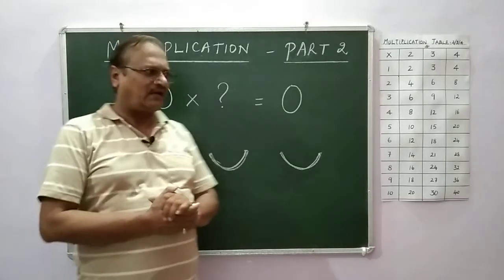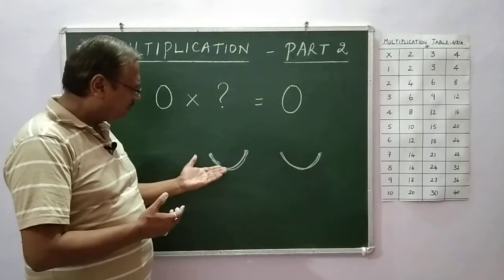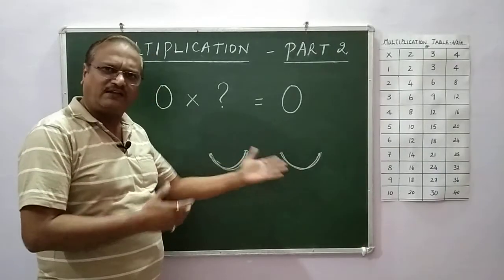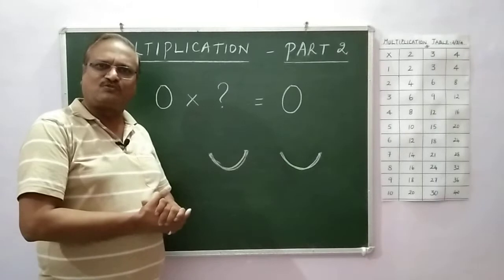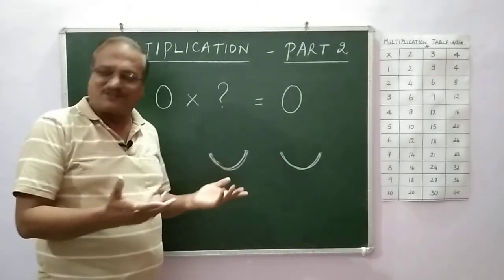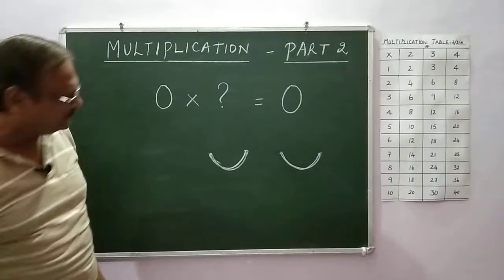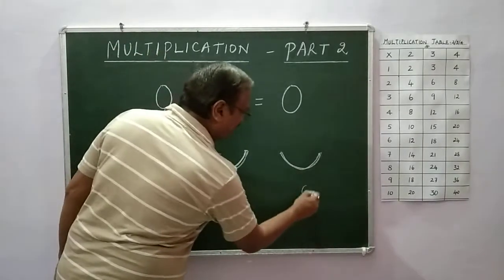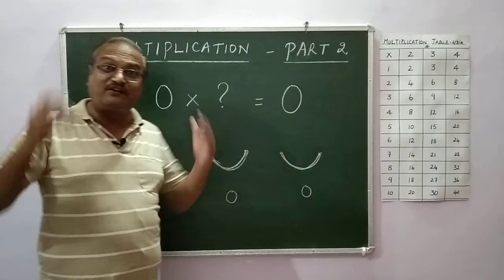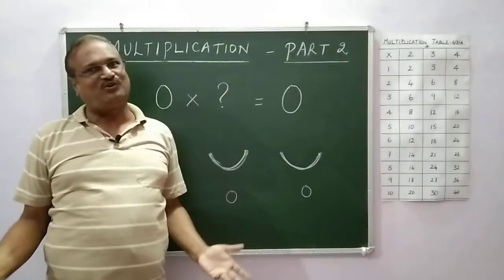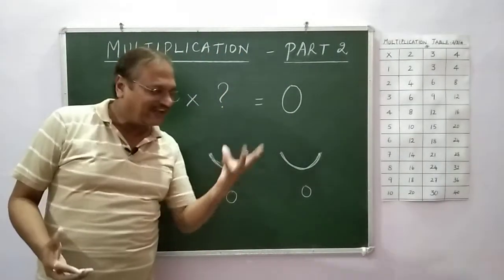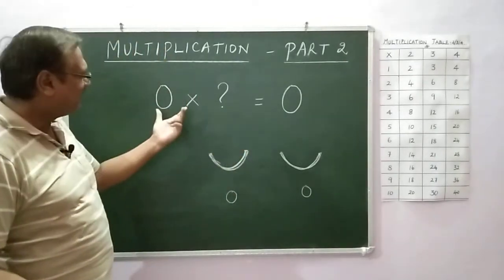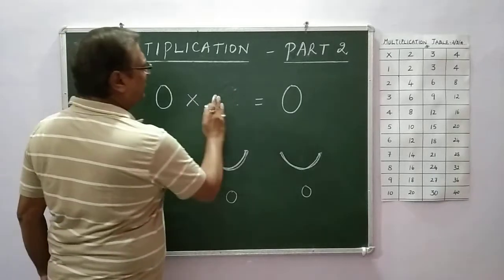Yes, I see. Oh, there are no laddus. 2 cups are there and there is no laddu. So what is the multiplication? In both the cups there is no laddu, that means 0 laddu here and 0 laddu here. Only in dream I had laddu, but in reality I don't have laddu. Like that you multiply any number.